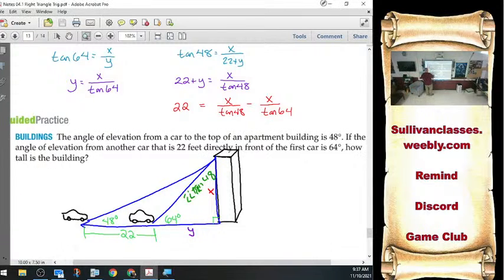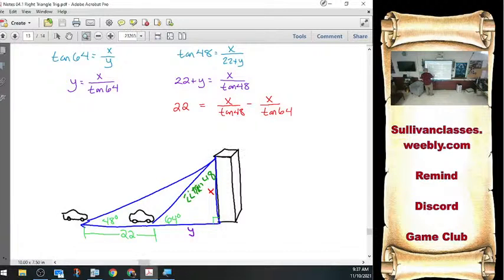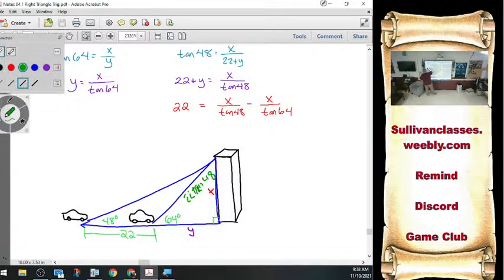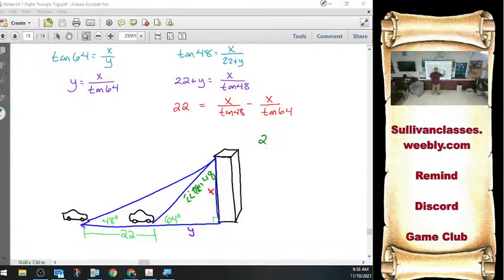So this ain't going to be pretty, but can I now say 22 is x times 1 over tangent of 48 minus 1 over tangent of 64? How would I then get x by itself? I divide, and then I have a compound fraction with rational expressions.